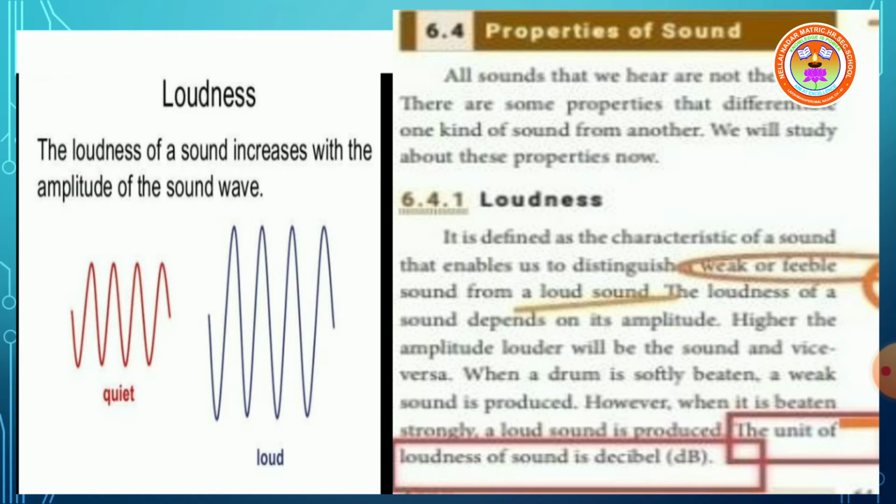Can you differentiate these waves, children? Loudness is defined as the characteristic of a sound that enables us to distinguish a weak or feeble sound from a loud sound. The loudness of a sound depends on its amplitude. It is denoted by the symbol A. The higher the amplitude, the louder the sound, and vice versa. When a drum is softly beaten, a weak sound is produced. However, when it is beaten strongly, a loud sound is produced. The unit of loudness of sound is the decibel. The symbol is dB.